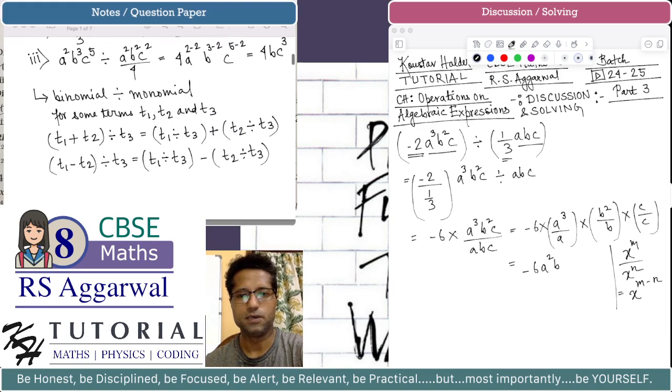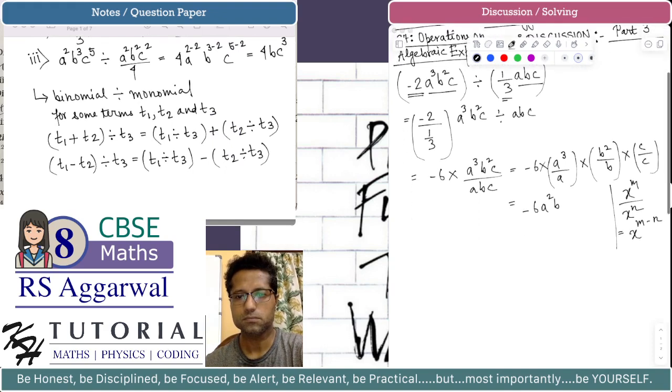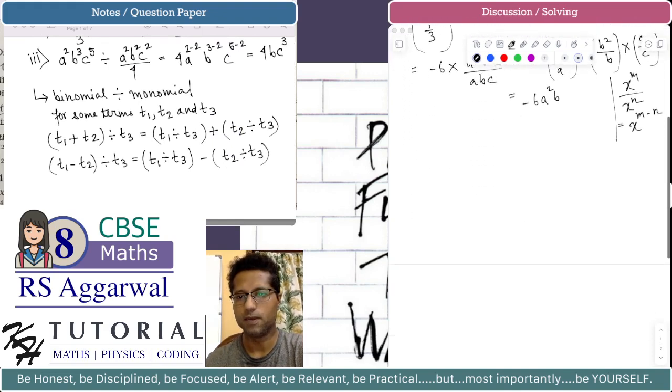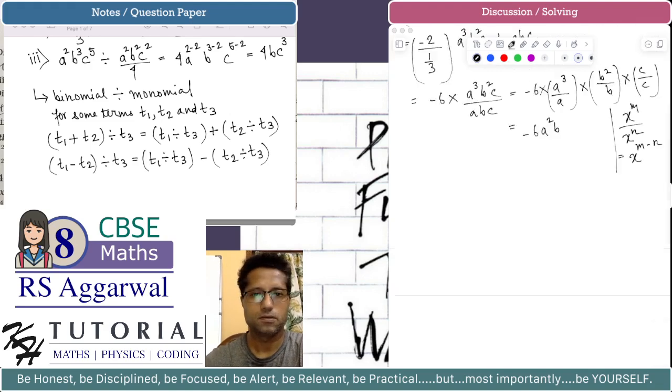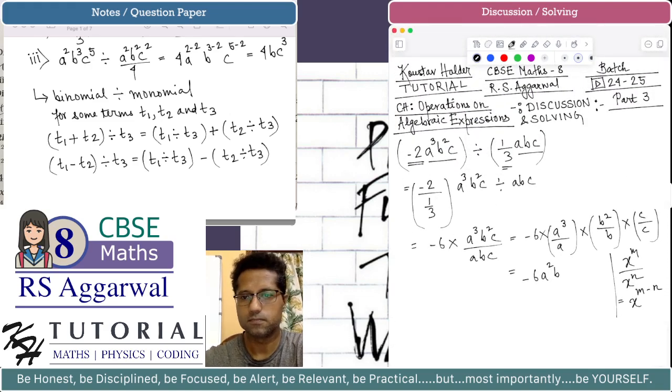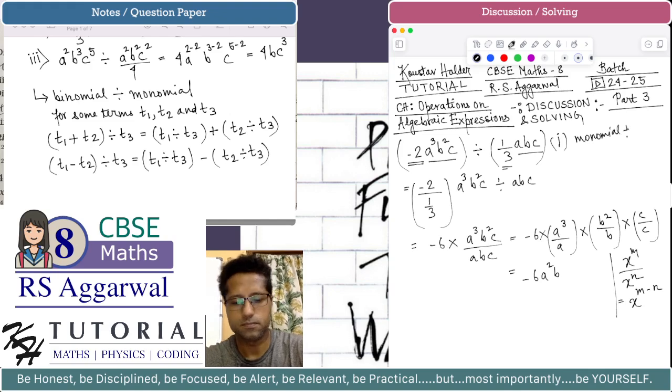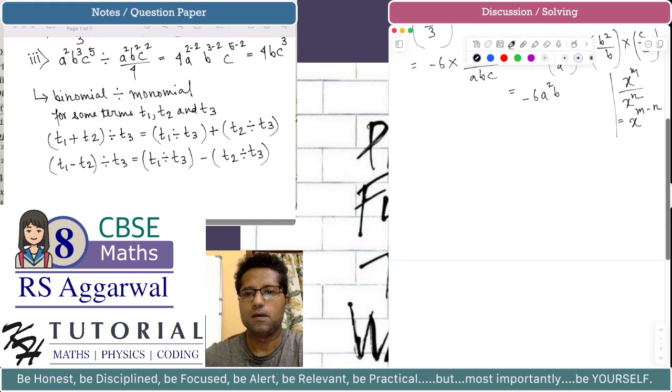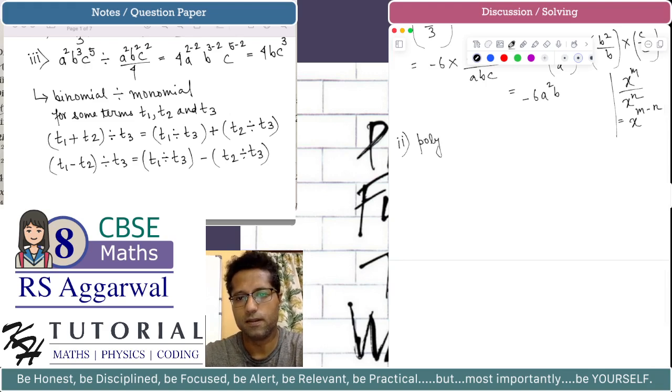Now let's see how we divide a polynomial by a monomial. So this was number 1, monomial divided by another monomial. Okay, let's understand how we divide a polynomial by a monomial.